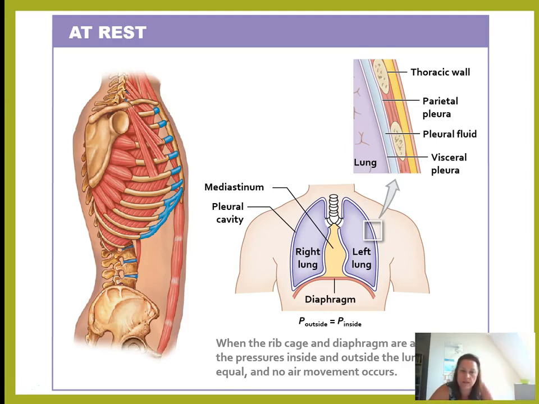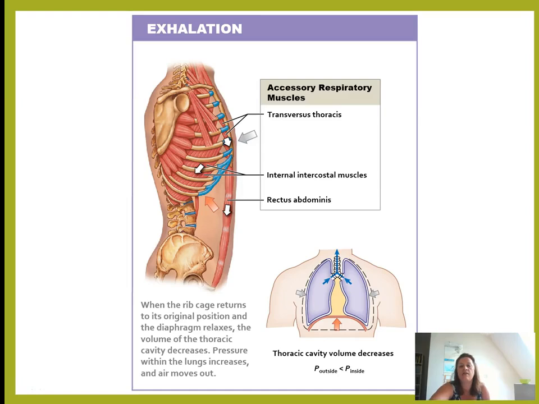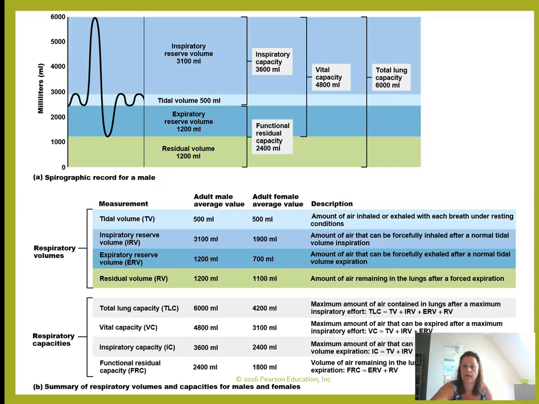Again, at rest, the rib cage and diaphragm are at rest. The pressures inside and outside are equal. There's no air movement. You're just sitting. However, when you inhale, the volume increases, right? The pressure outside is greater than the pressure inside, and air flows in. When you exhale, the diaphragm relaxes, thoracic cavity size decreases, pressure increases, and air goes out.